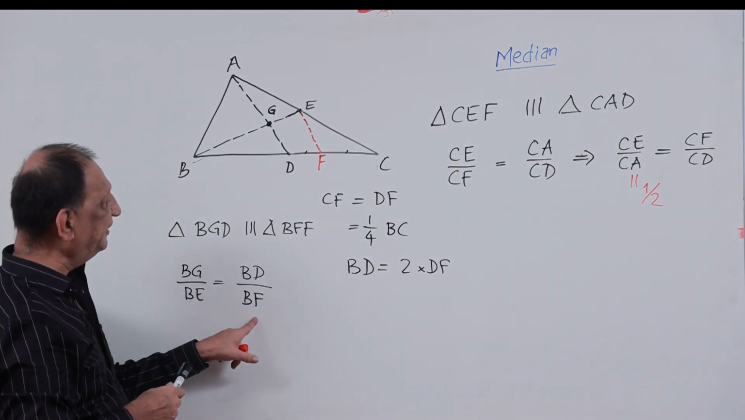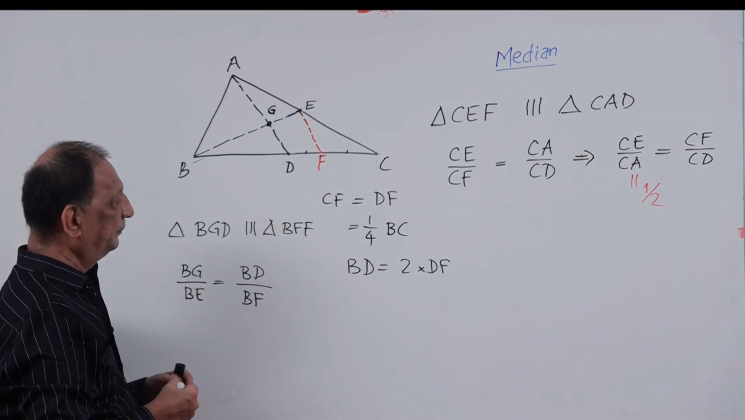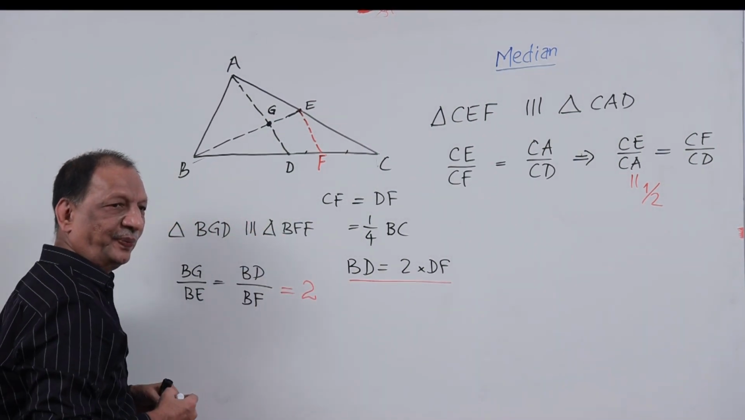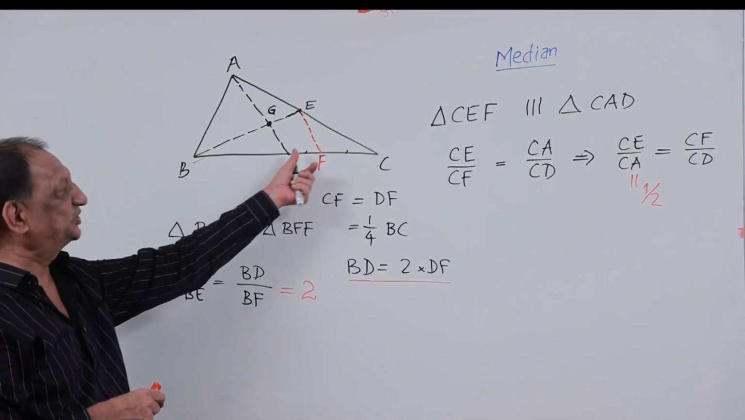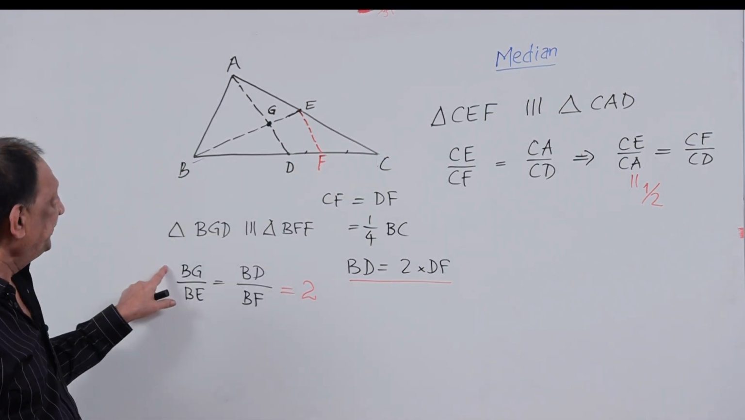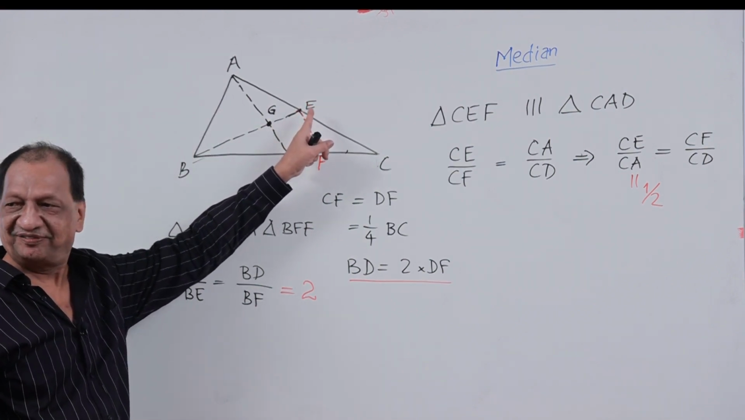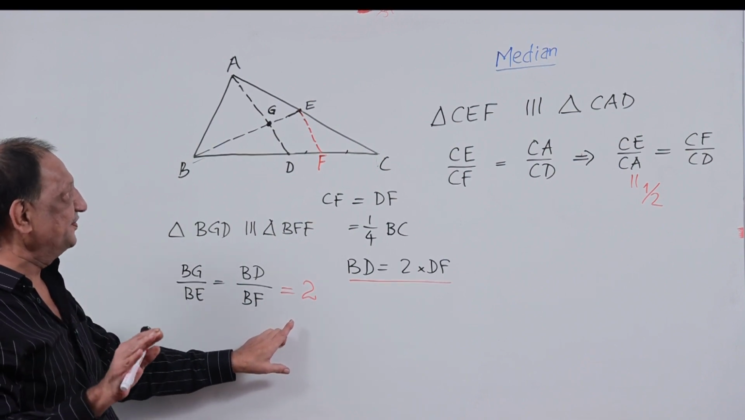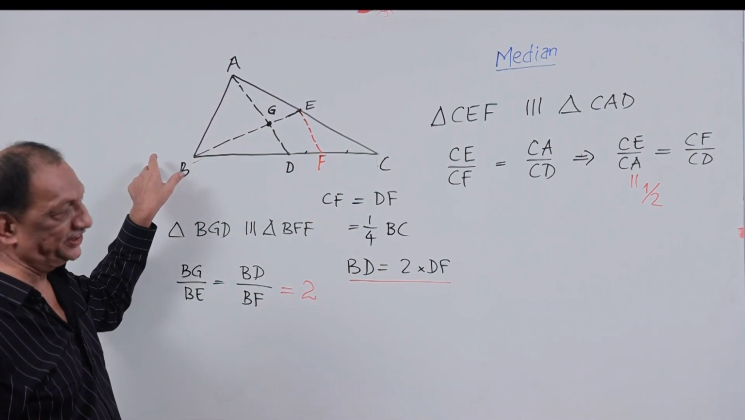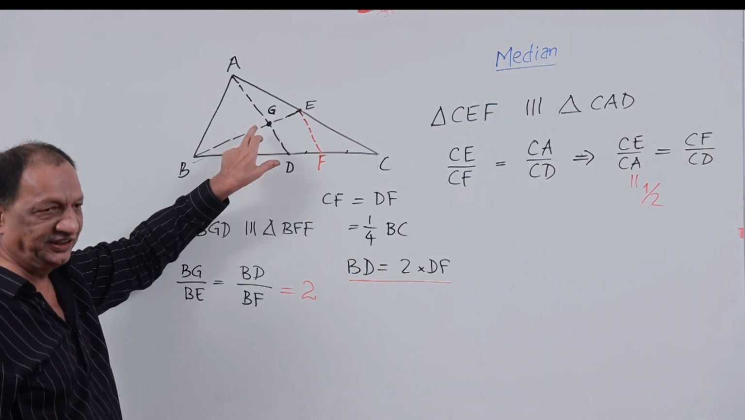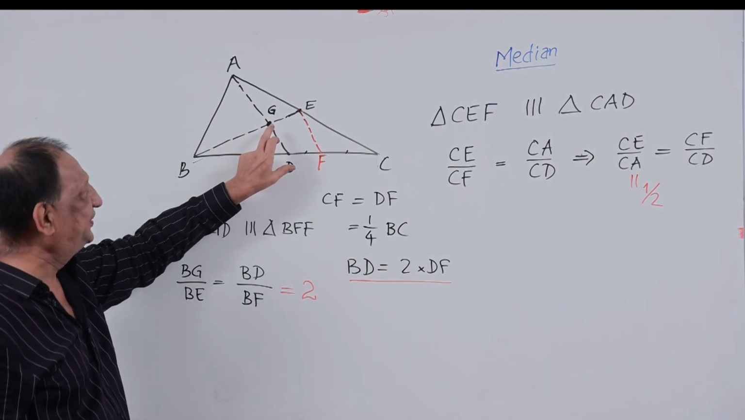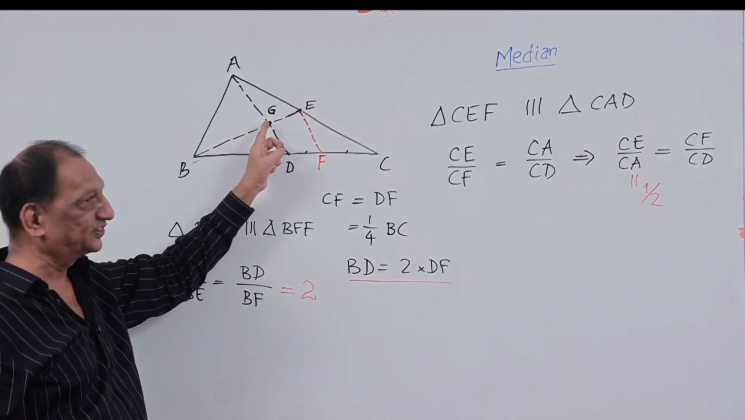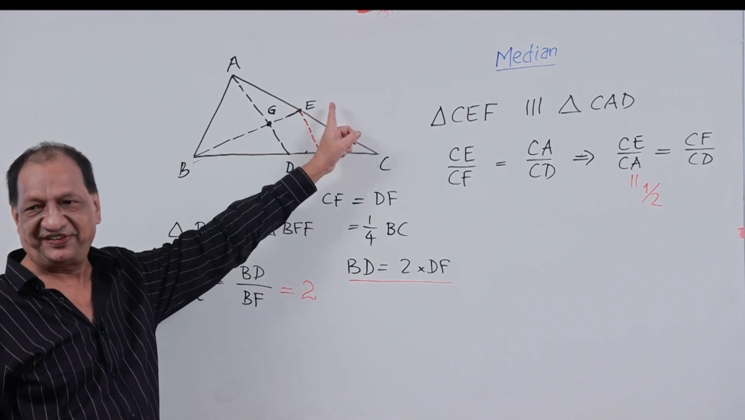And what is BD by BF? We got here is 2. BD was twice BDF. Therefore, BG must be twice GE. Correct, no? So, which means now I have two medians which had intersected at a point G. We also happen to know that G is 2/3 of the way on the median. From B, it is 2/3 of the way because BG is twice GE, right?